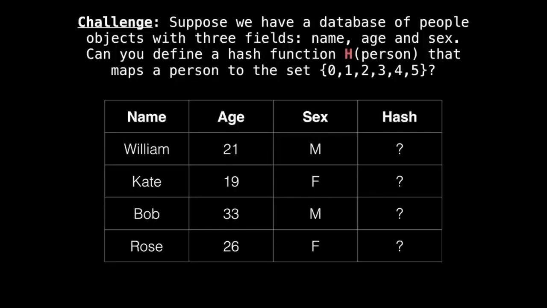Great. Alright, here's a mini challenge for you. Suppose we have a database of people below, and each person has 3 fields. They have an age, a name, and a sex. I want you to define a hash function, h of a person, where you're going to be given a person object as an argument. And I want you to create a hash function that's going to map a person to the set of values 0 through 5 inclusive. You can pause the video, just create any hash function that does this given the 3 fields.